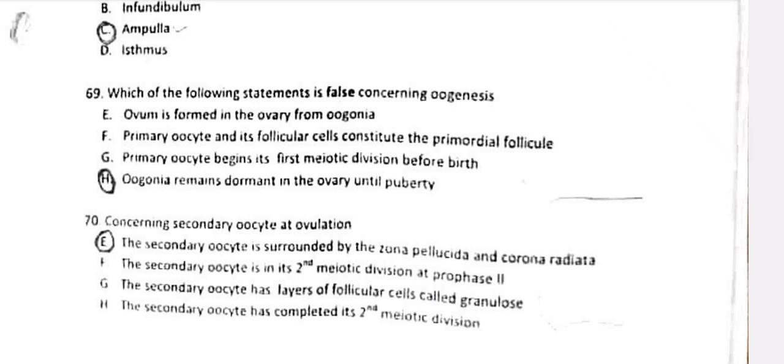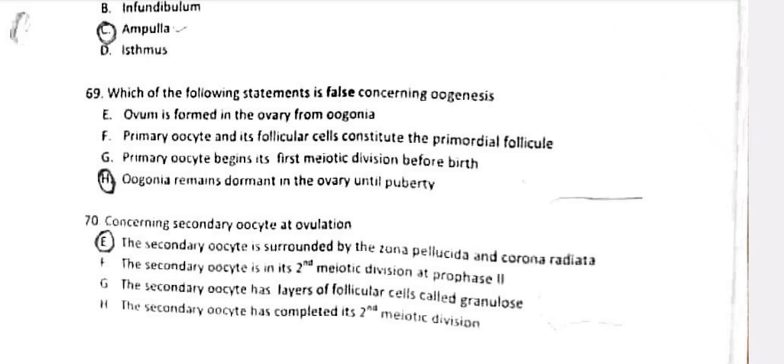Then F, primary oocytes and their follicular cells constitute the primordial follicle. Yes, that is true. Then primary oocytes begin their meiotic division before birth. That is correct. Before birth, the primary oocytes begin their meiotic division. Then oogonia remain dormant in the ovary until puberty. That is now the false one, because oogonia are not present at birth.